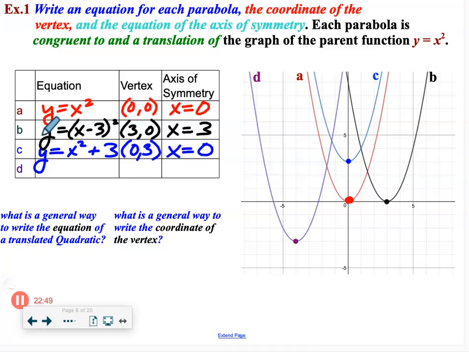Last one. Graph D. We have shifted left 4, down 3. So we're going to have y equals x plus 4. Is it minus 4 or plus 4? Plus 4. Plus 4 goes to the left, squared, and then we want to go down 3, minus 3. All right. Okay, so what is our vertex? -4, -3. And what's our axis of symmetry? X equals -4.